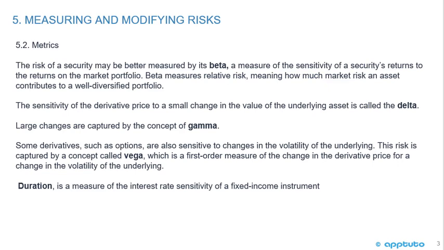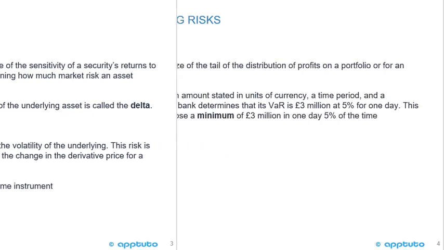The sensitivity of the derivative price to a small change in the value of the underlying asset is called the delta. Large changes are captured by the concept of gamma. Some derivatives, such as options, are also sensitive to changes in the volatility of the underlying. This risk is captured by vega, which is a first-order measure of the change in the derivative price for a change in the volatility of the underlying. Duration is a measure of the interest rate sensitivity of a fixed income instrument.